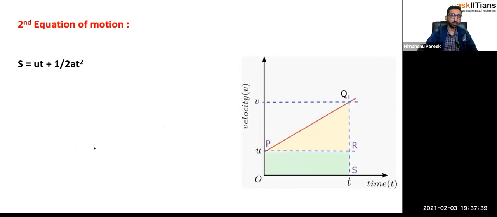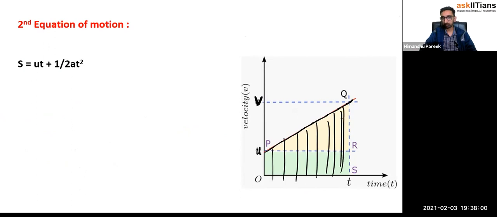Similarly, we can have different graph possibilities. Suppose I talk about this behavior again, with velocity changing from u to v. The final velocity is v here, as you can see on the board, and this is u here. If you calculate the area under this graph, what is the area? This entire thing is the area under the graph.